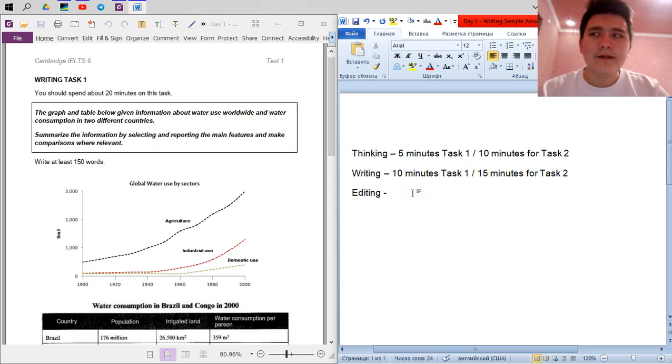But whether or not you edit marks the difference between a band 7 essay and a 7.5 essay or even a band 8 essay. Sometimes band 7 students write a band 7 essay, when in reality, if they spend enough time proofreading their essays and fixing the mistakes, I'm pretty sure they'll be able to score even an 8. I personally didn't have enough time to edit on my last exam, which is why I ended up with 7.5.